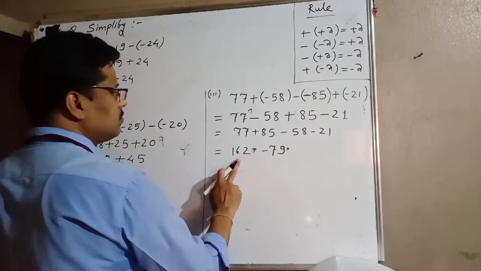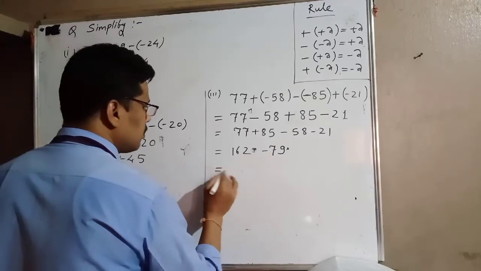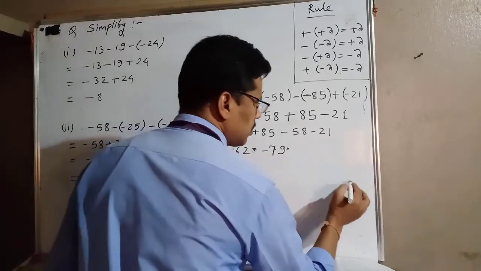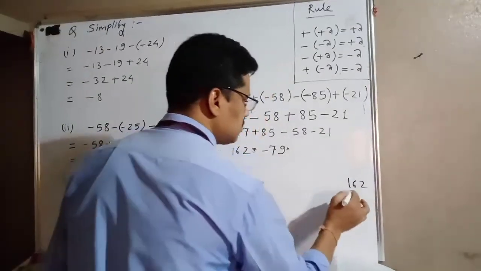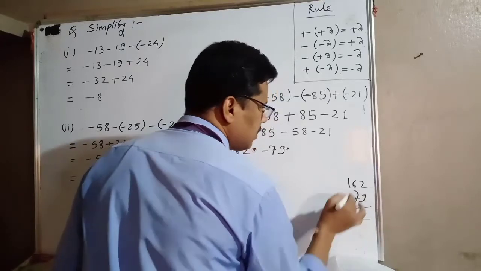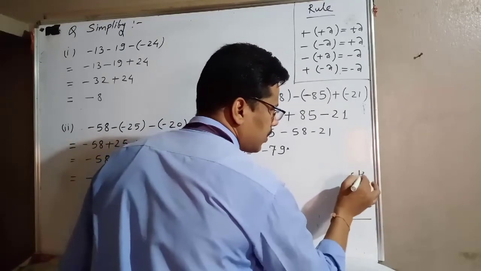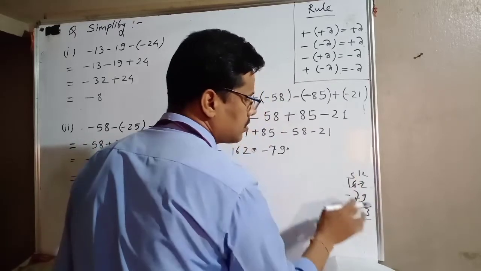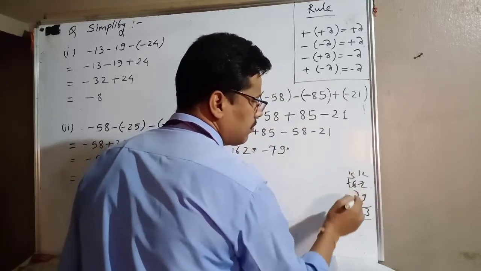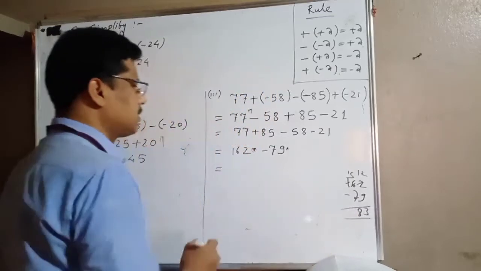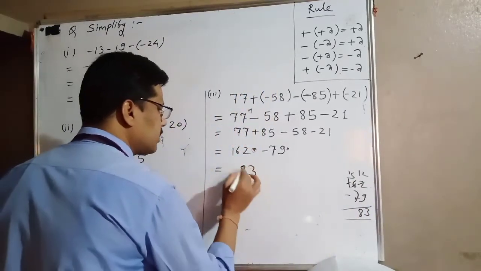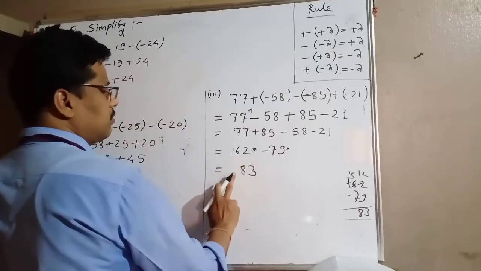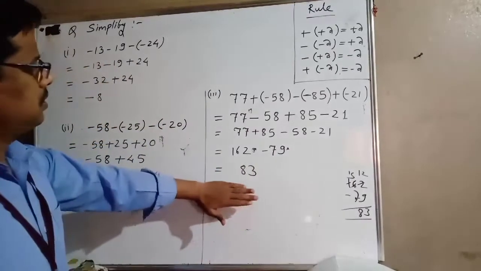Minus 79, 162. We will subtract. When you subtract, you can't subtract 9 from 2, so you borrow. If you don't know, I will show you here. 162 and here 79. You borrow, it becomes 5. This becomes 12. And from 12 you get 3. 3 from 7. 7 from 5, we can't subtract, so 15. What do we get here? 83. We write here 83. And what is the sign of 83? Positive, because the greater number is positive. This is our required answer.